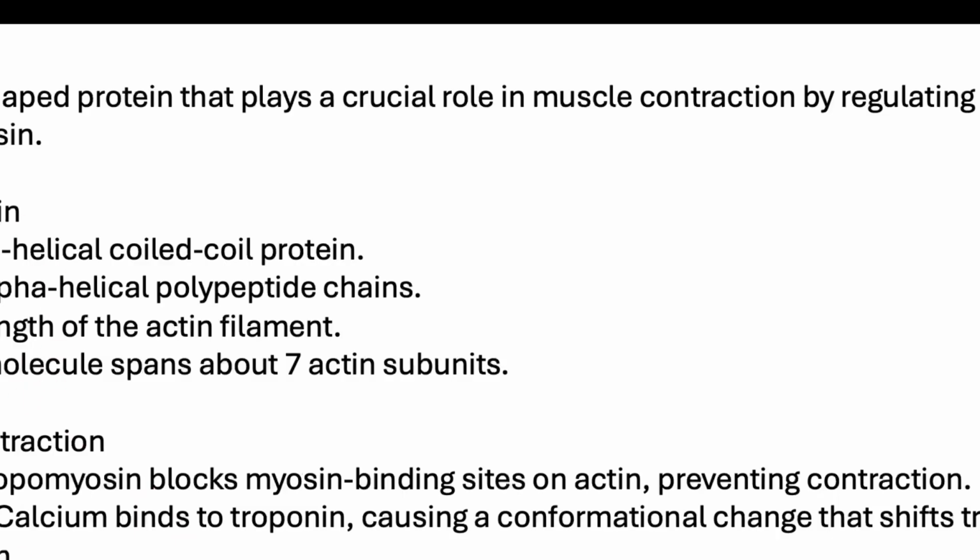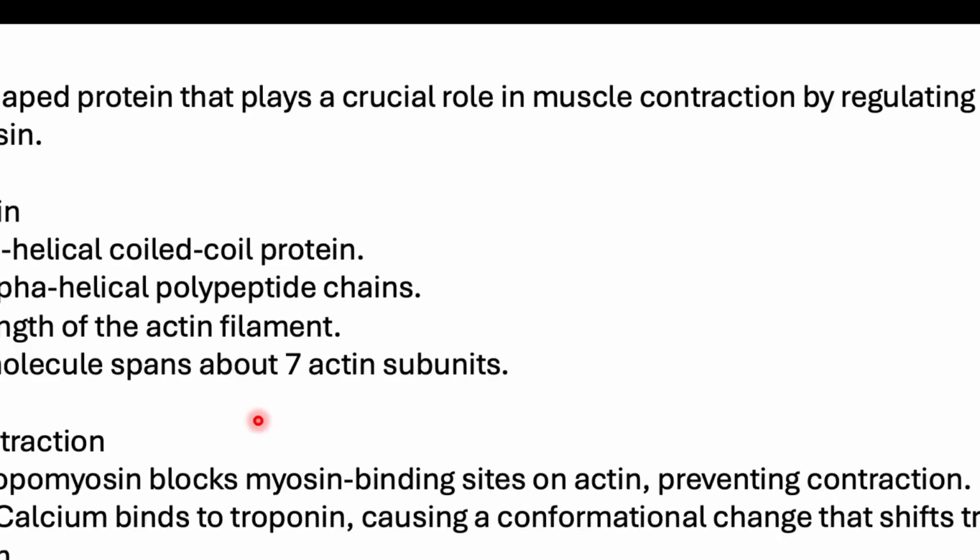Structure of the tropomyosin: it is a rod shaped, double helical coiled protein. So this is the tropomyosin dimer, double helical coiled, composed of two alpha helical polypeptide chains. You can see clearly the two polypeptide chains, mainly consisting of alpha helices, extend along the length of the actin filament. So it kind of coats the actin filament. Each tropomyosin molecule spans about 7 actin subunits.